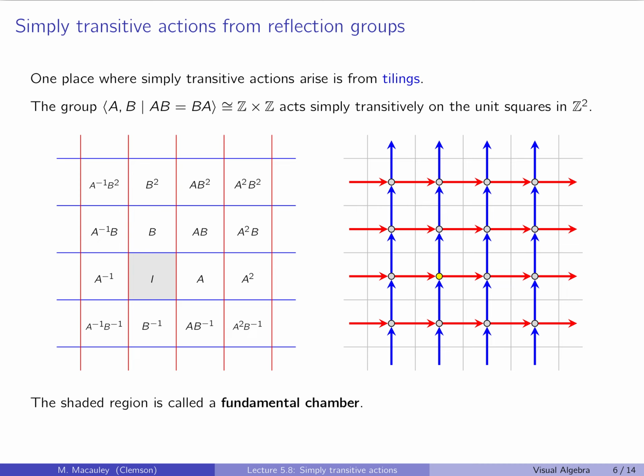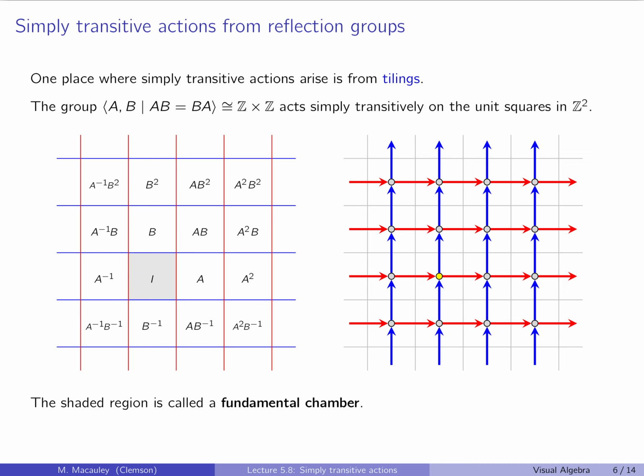The rest of this lecture is going to be a little bit like show and tell. I'm going to go through a bunch of really neat examples where we have simply transitive actions, because every time we have one, we naturally have a group structure on the underlying set. We can build a Cayley graph. And one place where simply transitive actions arise are tilings.